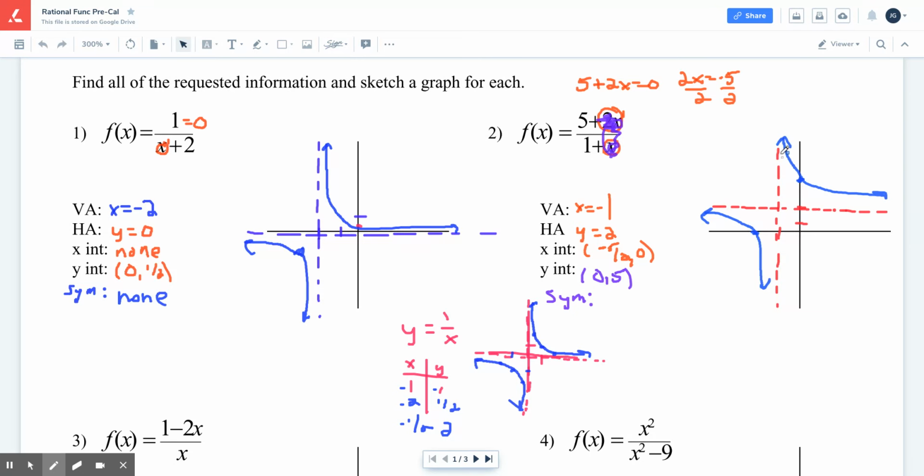Now, symmetry-wise, whenever you have a vertical asymptote that's not at x equals 0, you're probably not going to have symmetry. If we reflect this, it's not odd. You might think, well, I get the same thing. Well, no, you really don't get the same thing here. So this symmetry is none. There is no symmetry here.